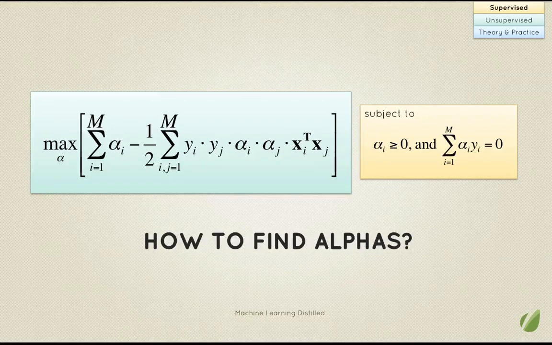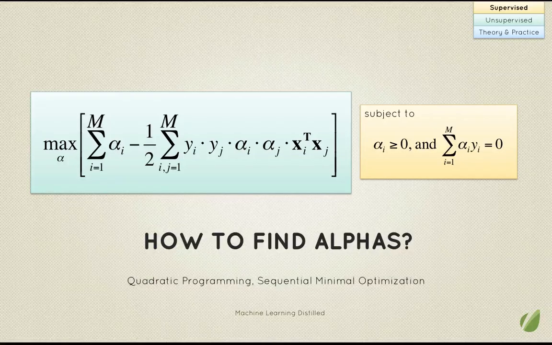How then do we find alphas? Well, there are several advanced numerical techniques to solve this equation. One is quadratic programming, another one is called sequential minimal optimization, and both of them involve iterative, time-consuming numerical solving of these equations to find the best alphas. Typically, we use pre-written libraries to solve these sort of optimization problems.